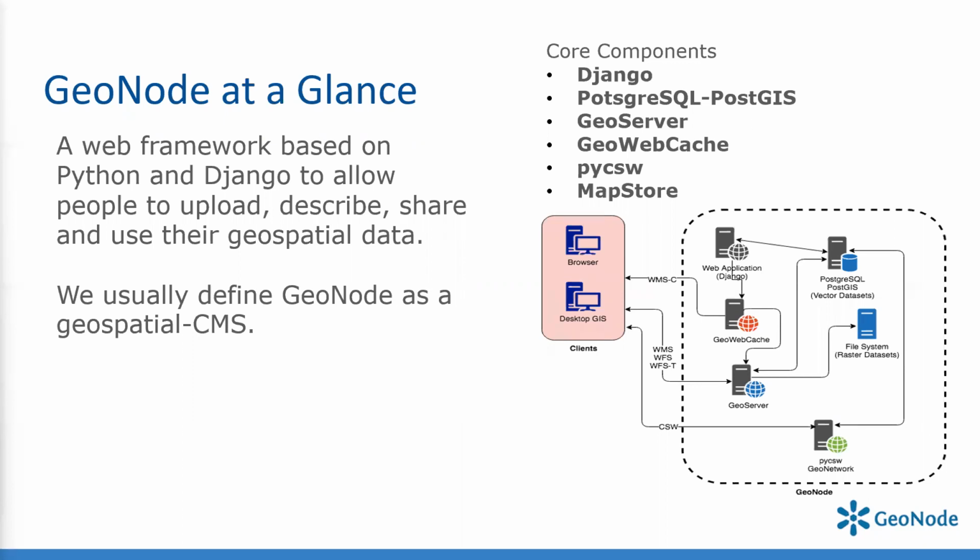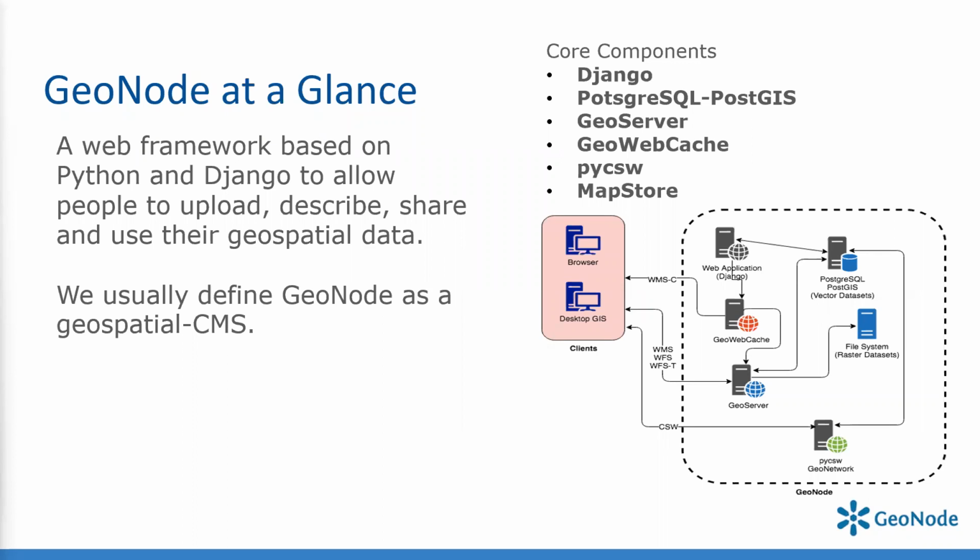Of course, GeoNode is an integration system mainly, and it uses some components. In particular, currently, it benefits of GeoServer as a geospatial service, PostgreSQL as a vector database, geospatial database, PyCSW catalog service, and Django as a middleware.